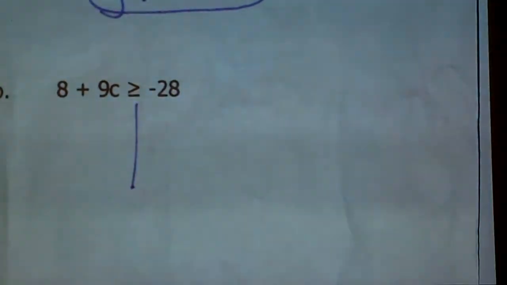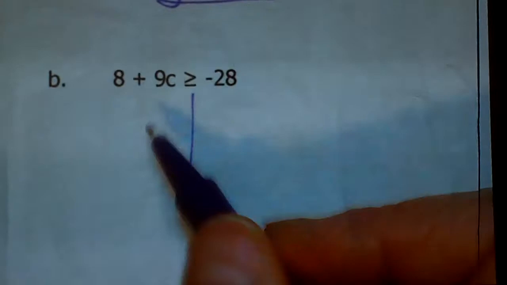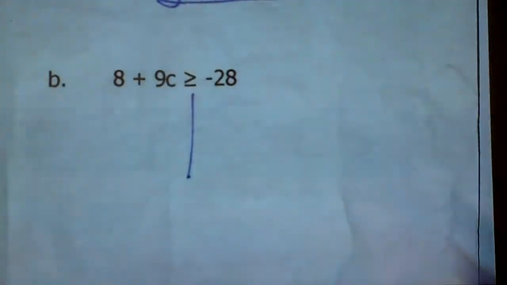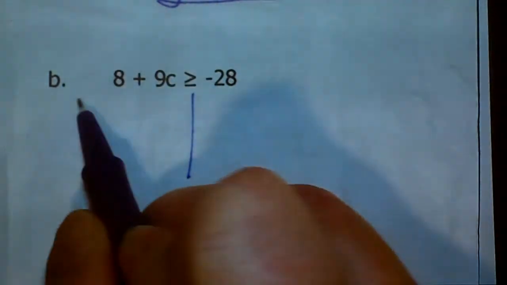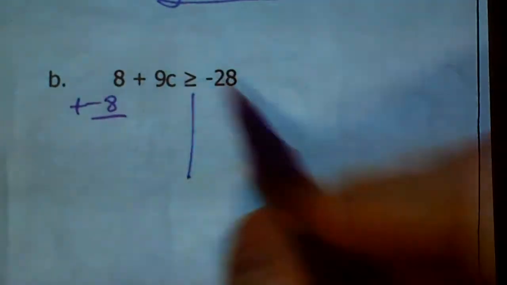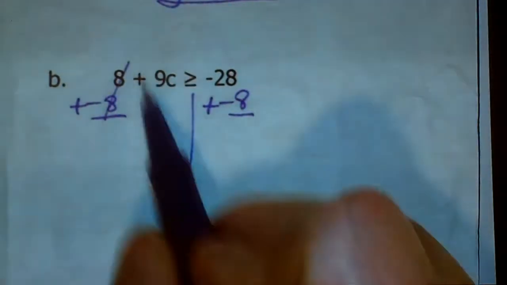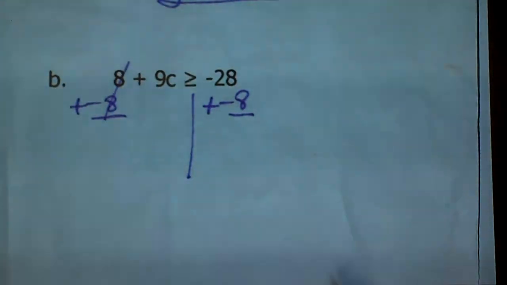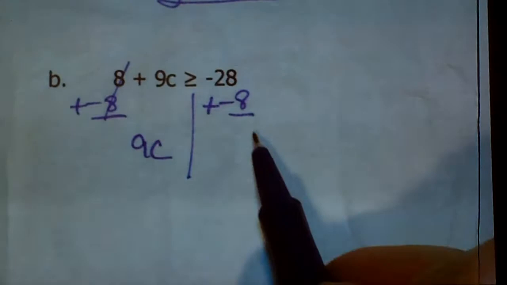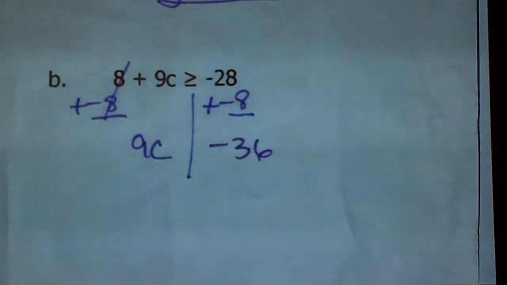All right, letter B. Draw down your line. Again, this is like a two-step. So I want the variable term 9c alone first. That means I need this 8 to go away. So to cancel out a positive 8, you can add a negative 8 or subtract 8. Same thing. I'm left with 0 plus 9c, which is just plain old 9c. And when you take a negative 28 plus a negative 8, you get a negative 36.